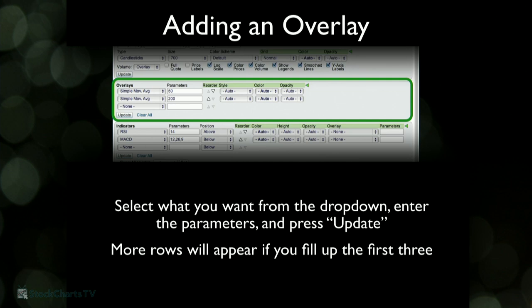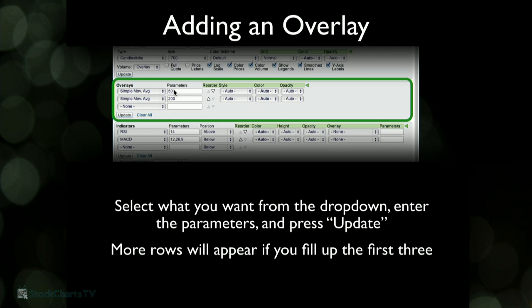All right. So let me go back to the specifics of how to add these overlays that we just went through. And there are many more. I just gave you a taste of the different overlays that we have. But I want to show you how you can add an overlay to a particular chart here using the overlay area of the SharpCharts workbench. Basically, again, what you do is you select what you want from the dropdown. You add whatever parameters you need.